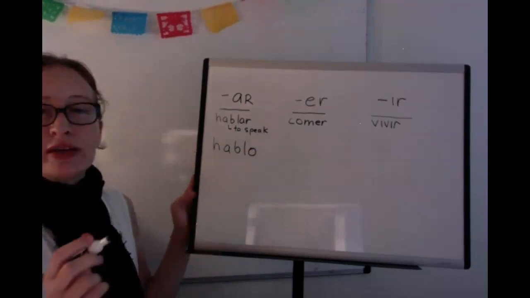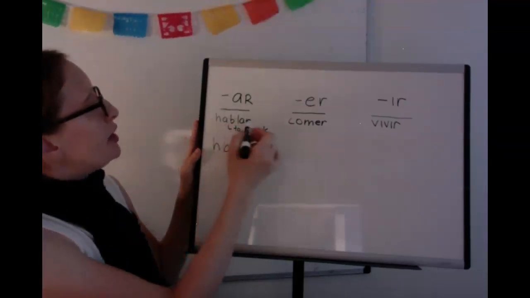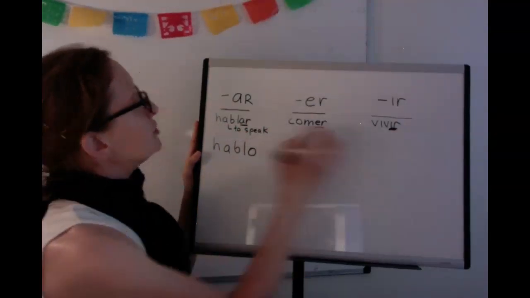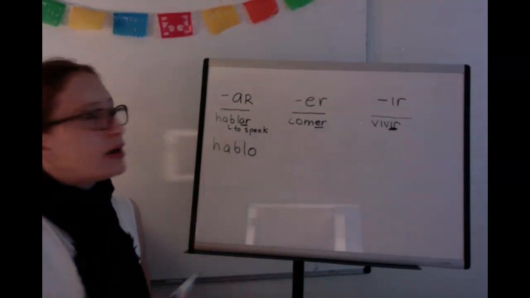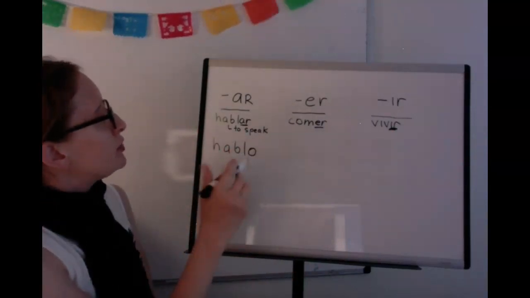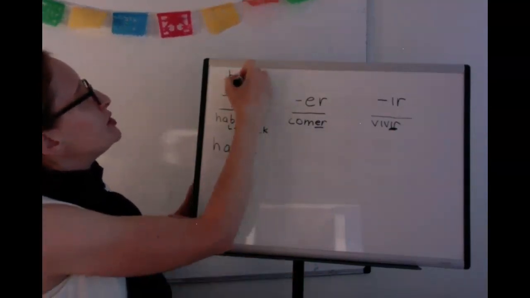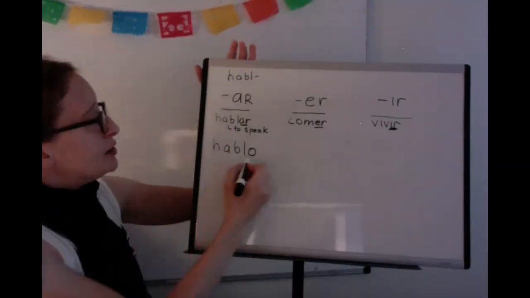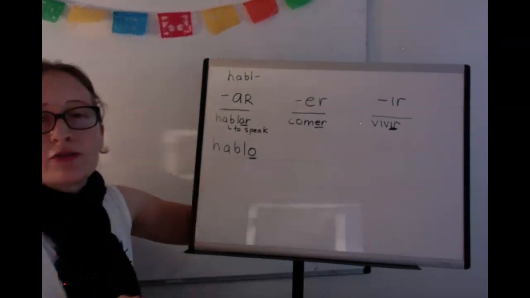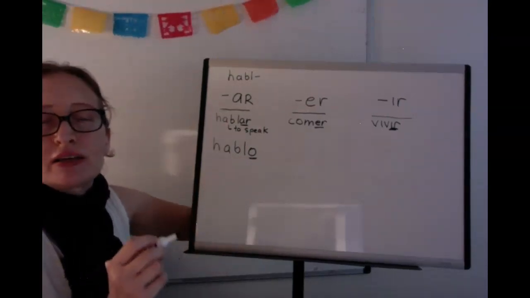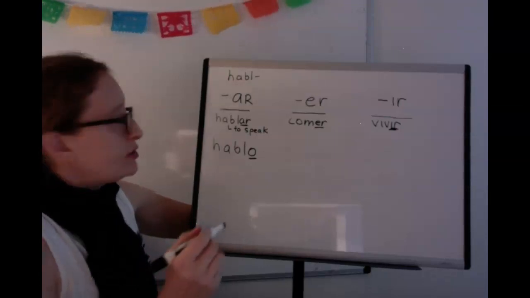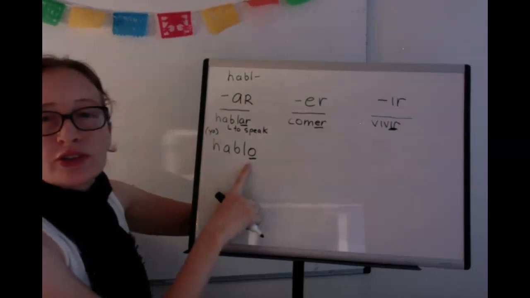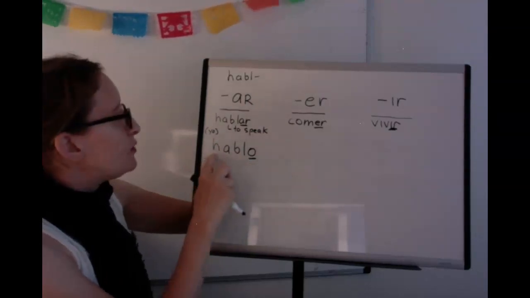So what you're doing is you're taking off this AR, the ending. I shall underline all the endings. You're taking off the AR. And after you take off the AR, you're just left with this. And then you're going to add on the O. So this is the yo form. Yo hablo. I speak. In Spanish, you don't have to say yo because the O tells you that this is the yo form. I speak. This whole word means I speak.